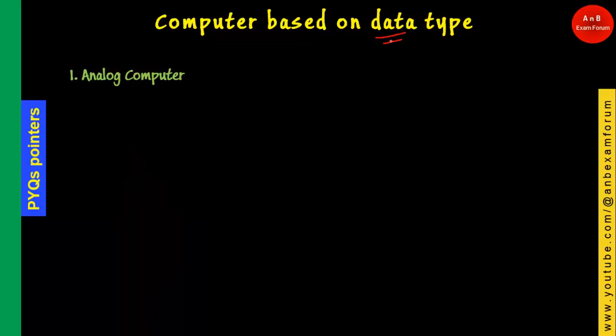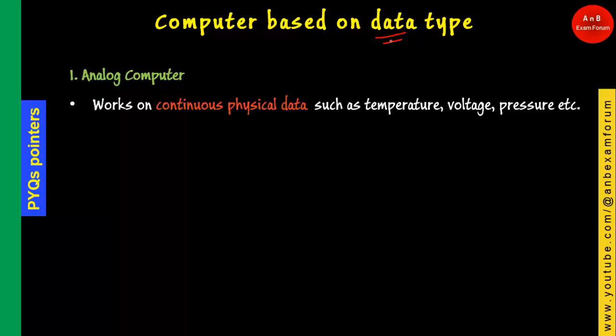Okay, the first one is analog computer. As the word suggests, analog, so the input is the analog data. What do you mean by analog data? Which is basically a continuous physical data. Okay, I'm not talking about digital one. In the analog computer, the data is continuous physical.